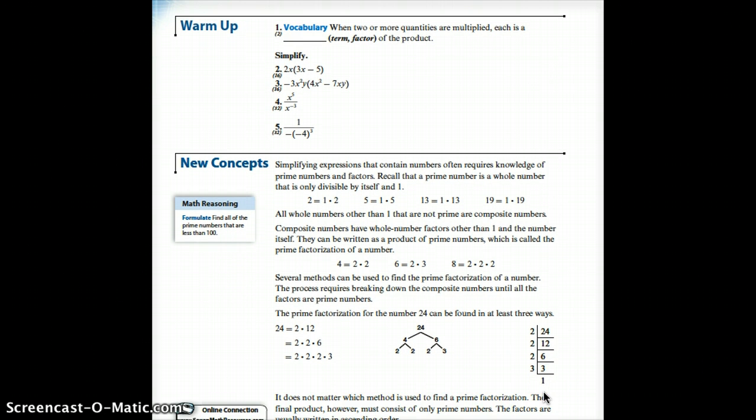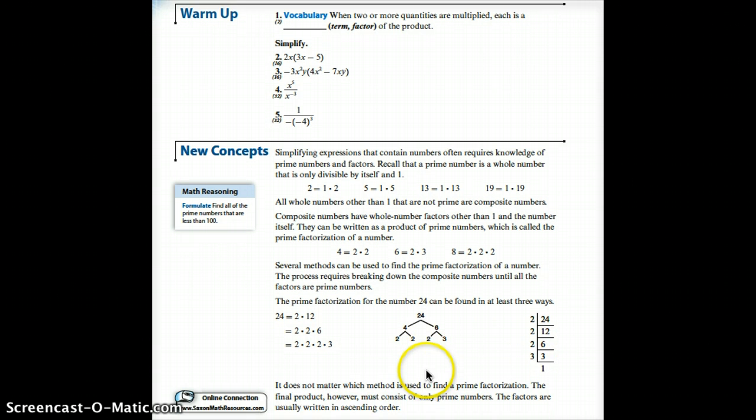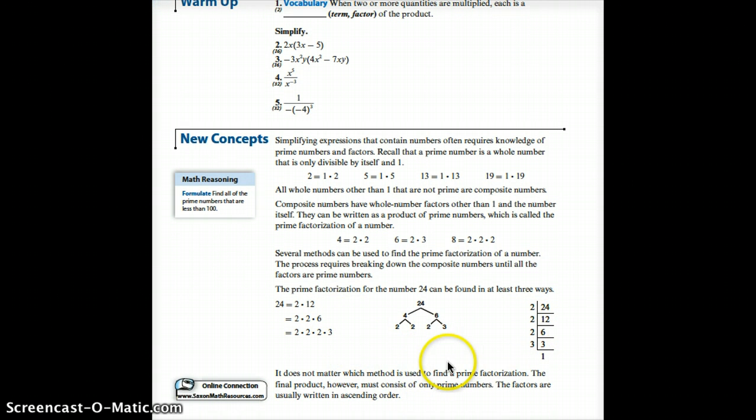Another way is this table where you say, okay, 24, I divide by 2, I get 12. I divide that by 2, I get 6. I divide that by 2, I get 3. I divide that by 3, I get 1. And the factors are right here: 2 times 2 times 2 times 3. I prefer the tree, but any of these methods is okay.